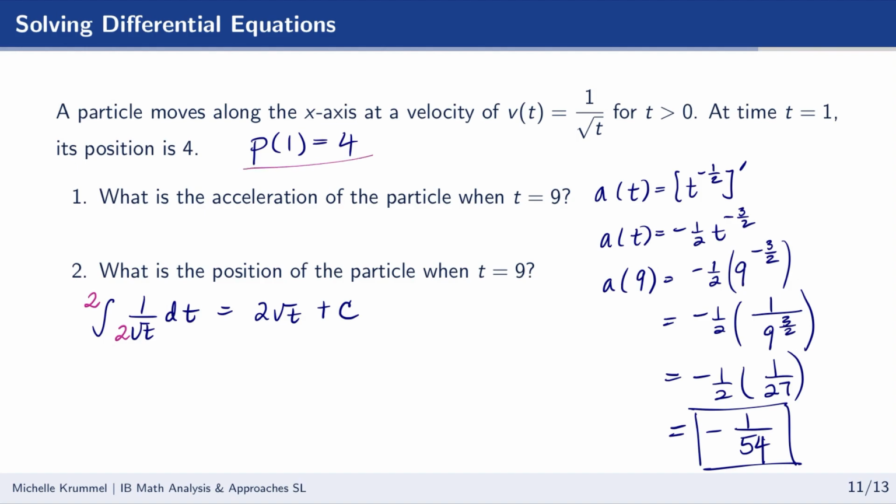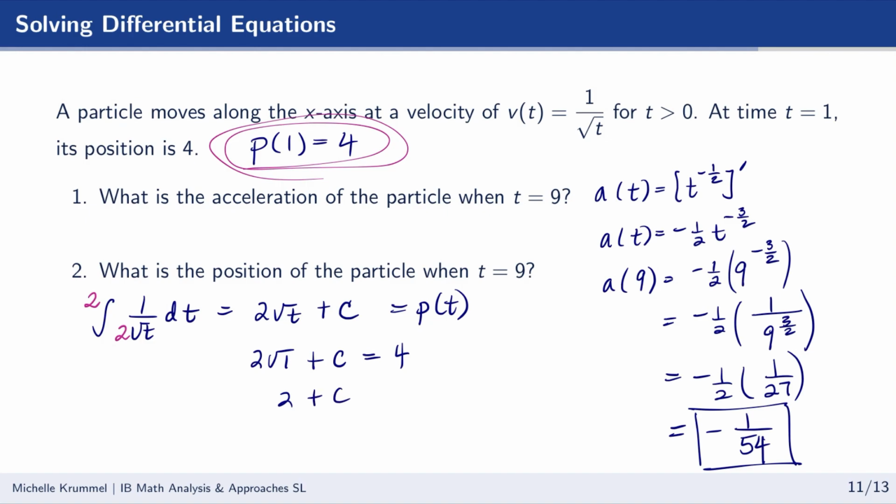And now we can use this extra piece of information to solve for c. This is p of t. So p of 1, 2 root 1 plus c equals 4. So 2 plus c equals 4. C equals 2. And then I can write my position equation. P of t equals 2 root t plus 2, because that's the value of my constant.